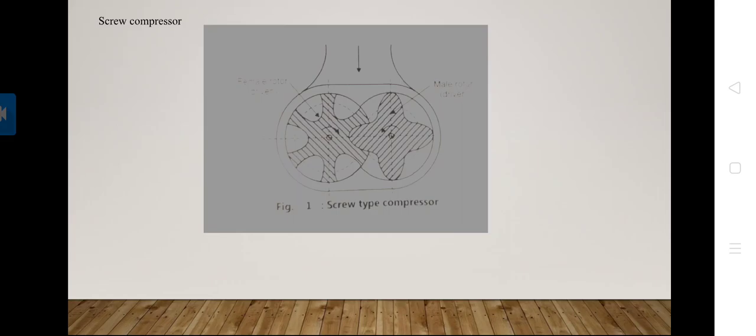And in this screw compressor, at partial load the power consumption is less, and it can be directly coupled to the prime mover. Also this screw compressor is used with refrigerant R22 and ammonia, and having even torque and purely rotary motion, therefore it is a perfectly balanced compressor.